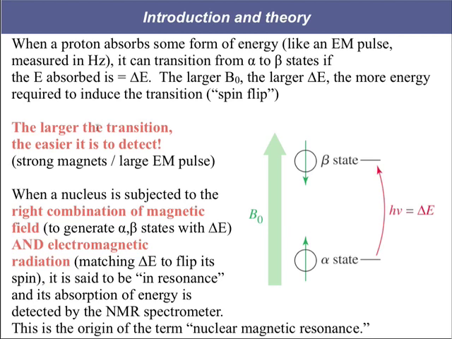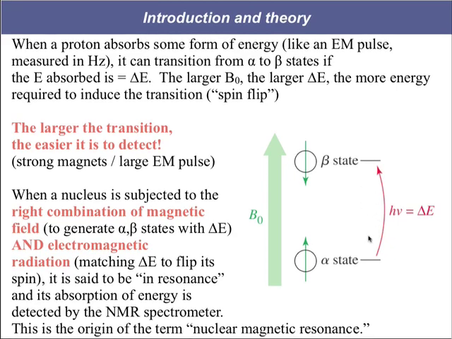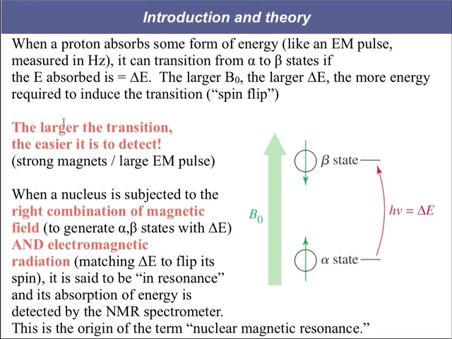When the proton absorbs some form of energy, usually an electromagnetic pulse of some sort, which we will measure in hertz, it can absorb energy and transition from the alpha state to the beta state as long as the energy that it absorbs is equal to the delta E between the two states. Like I said, the larger the transition, the easier it is to detect, which means that we want a nice strong magnet so we can apply a strong external magnetic field to generate a big difference between our two states.